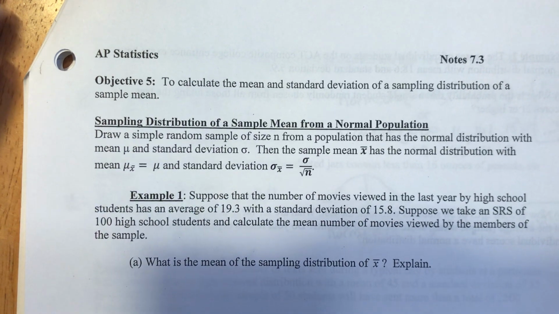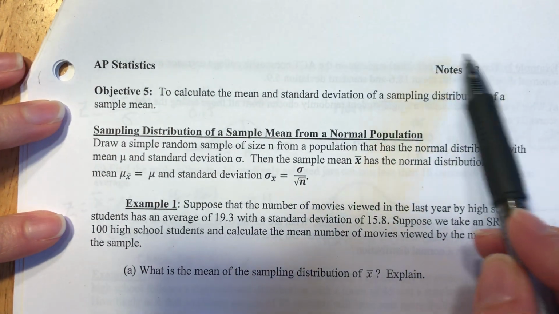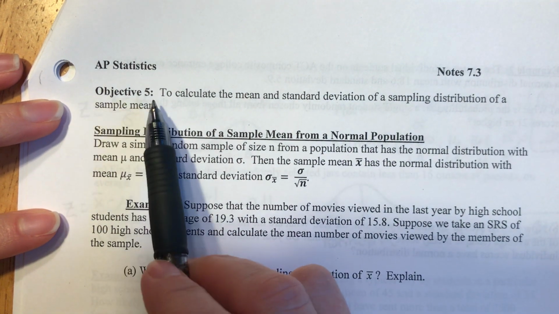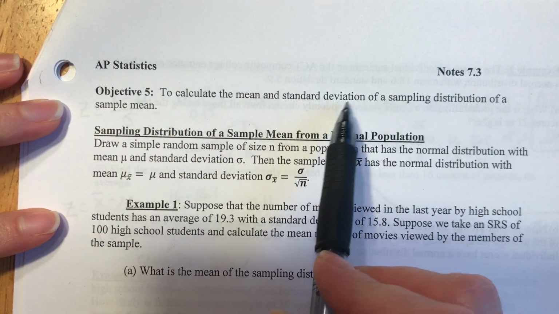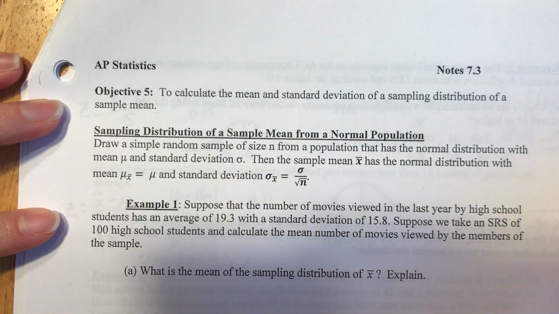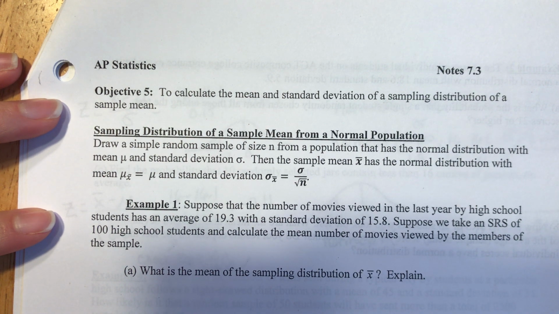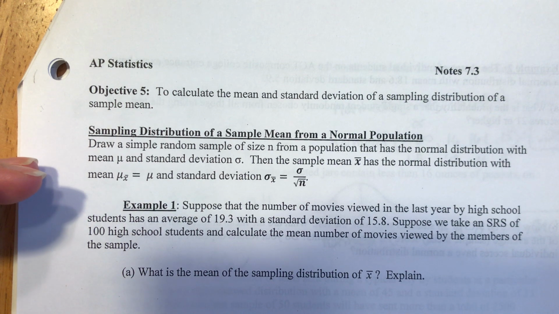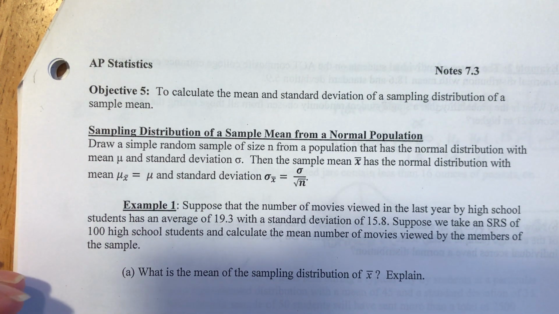Hi guys, today we're going to talk about section 7.3 in the notes. Our first objective is we want to be able to calculate the mean and the standard deviation of a sampling distribution of a sample mean. So section 7.2, we talked all about sampling distributions for proportions. This time we're going to talk all about sampling distributions for averages.